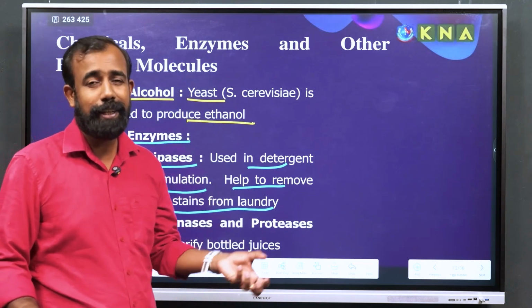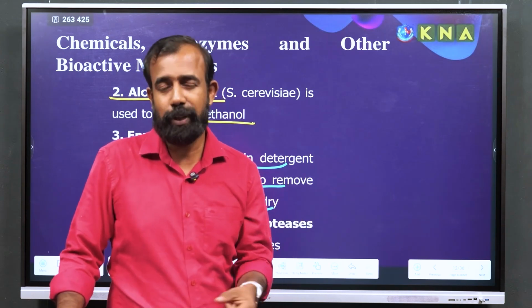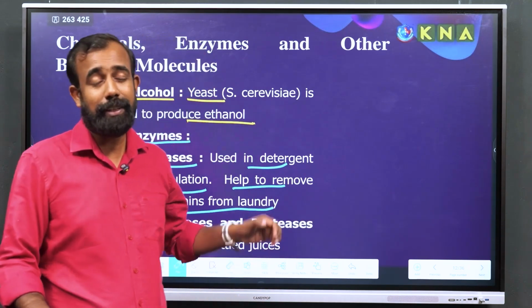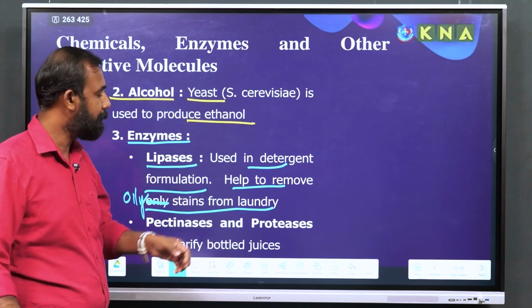On a dress, if there is an oil stain, the dirt chance is higher there. To remove the oil we use the enzyme lipase. And this lipase is produced by some fungi.